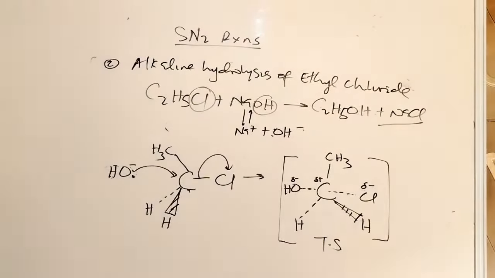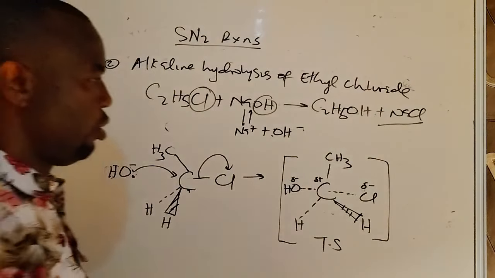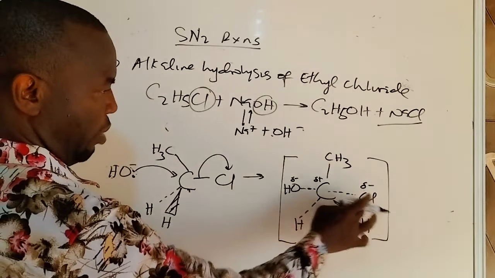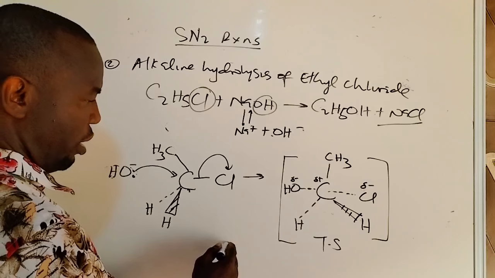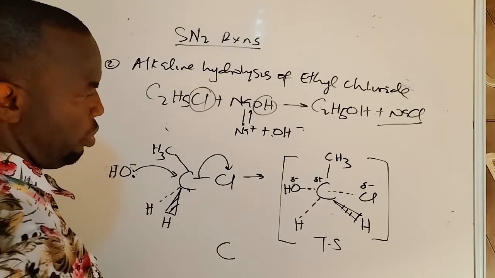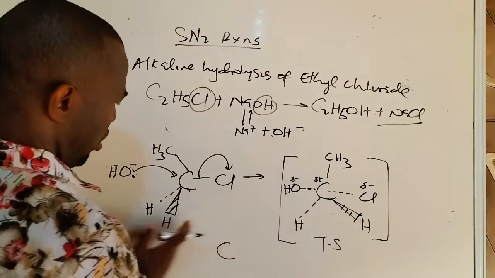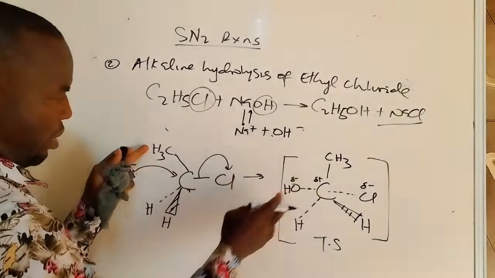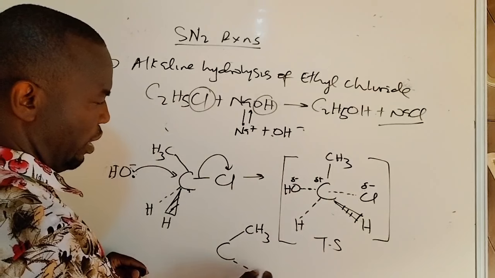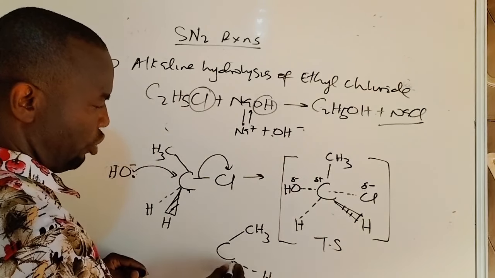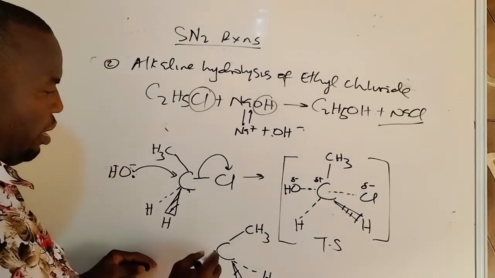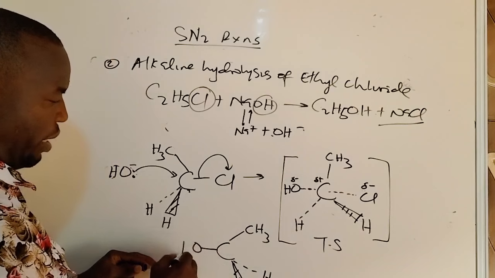So having done that, we now have a final product. Our final product will be in this nature. This group departs now. We now have inversion of configuration, that Walden inversion, whereby all the groups on this side here will appear on the other side. We now have CH3, a hydrogen, the wedge linking to carbon, and then the hydroxyl coming from the back.